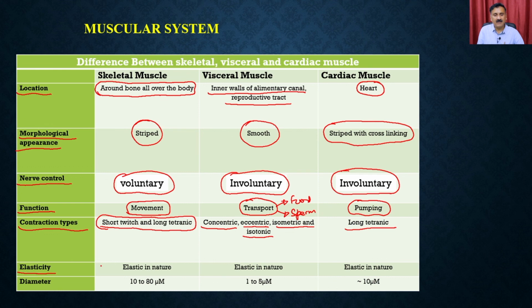As for elasticity, the skeletal muscles are elastic in nature. They all are elastic, so they can relax and contract. As far as the size is concerned, the skeletal muscles are 10 to 80 micrometer, visceral muscles are 1 to 5 micrometer, and the cardiac muscles are more than 10 micrometer.